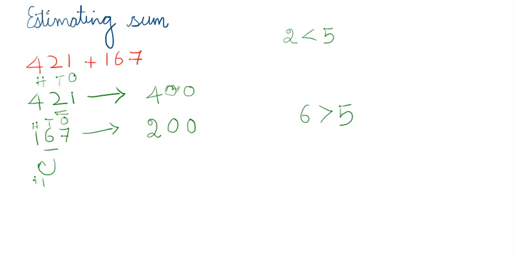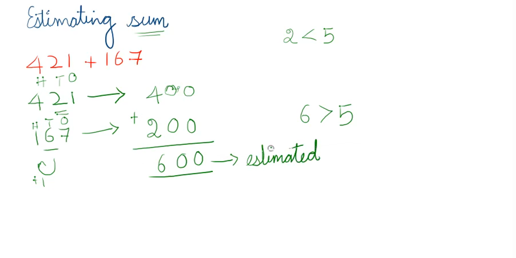So what I will do is estimating sum. So sum means you will have to add, right? So I'm going to add my 400 plus 200. So I get 600, right? So this sum which we get here is called the estimated sum. So what is it called? It is called the estimated sum.